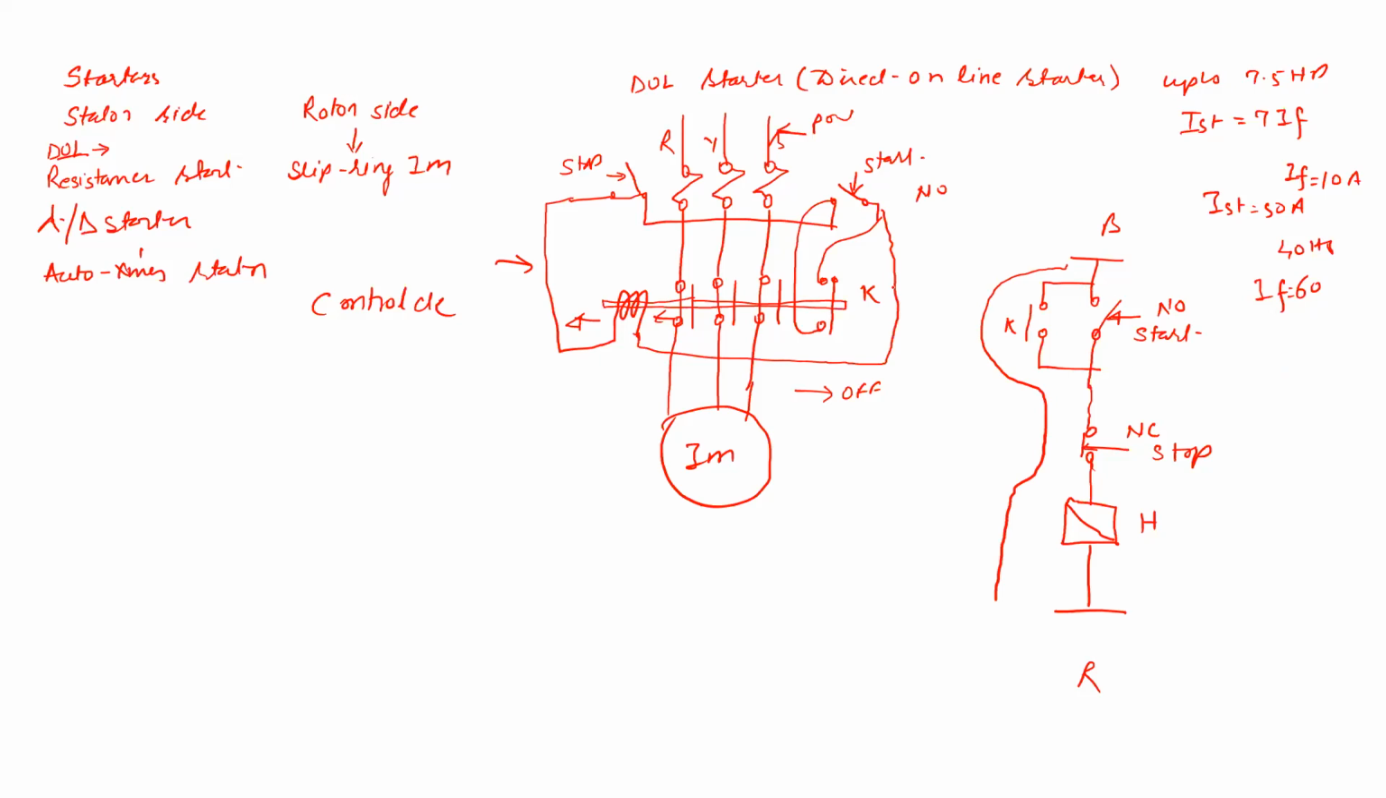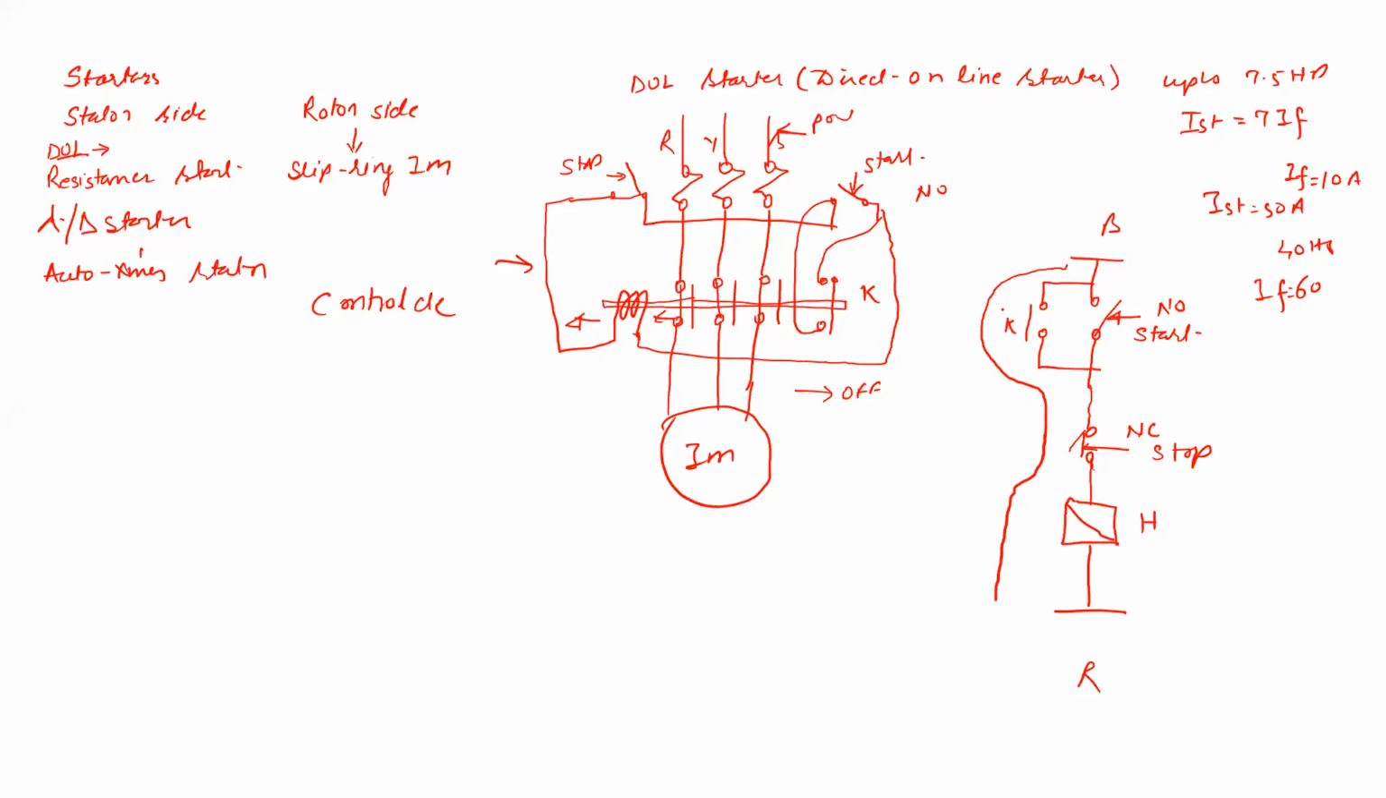Now, if you want to stop the motor, simply push the stop button. After pushing the stop button, this gets open. So the coil gets de-energized. After the coil is de-energized, the plunger comes to the off position because of the spring tension, isn't it? So this is the on and off.